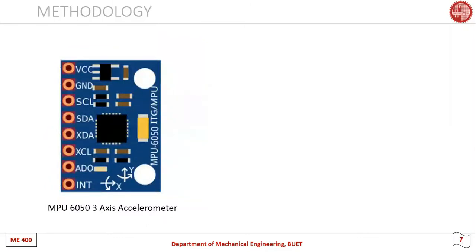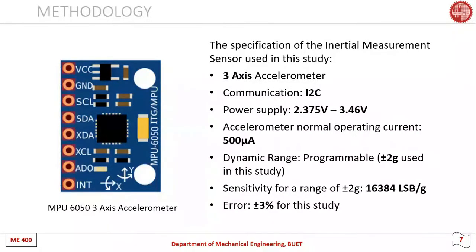Here's the sensor used in the study. The sensor is MPU 6050 3-axis accelerometer and gyro sensor. It communicates on I2C and has a programmable dynamic range. However, we used the dynamic range from -2G to +2G for the greatest sensitivity. And finally, for this study, the error of the sensor was maximum 3%.